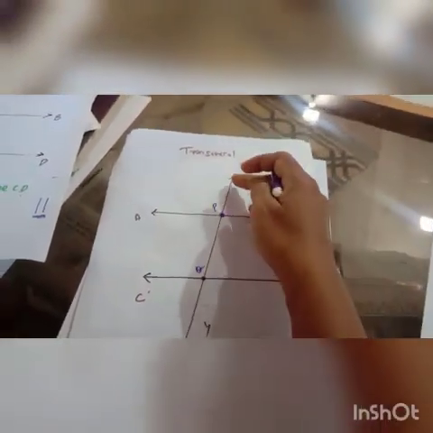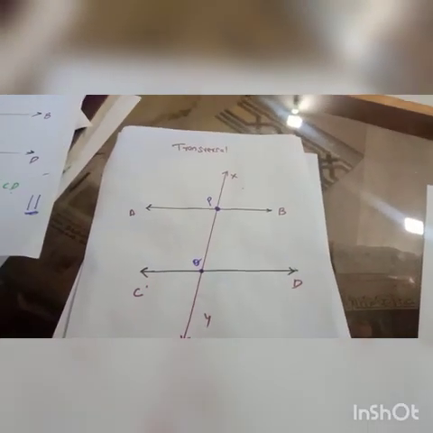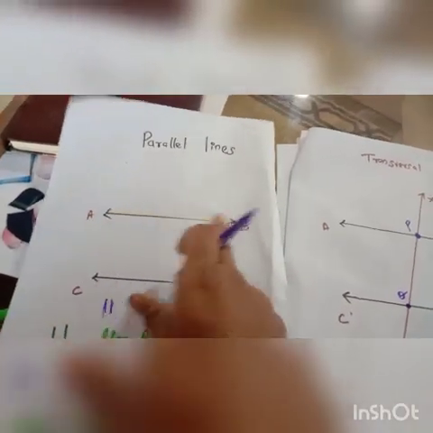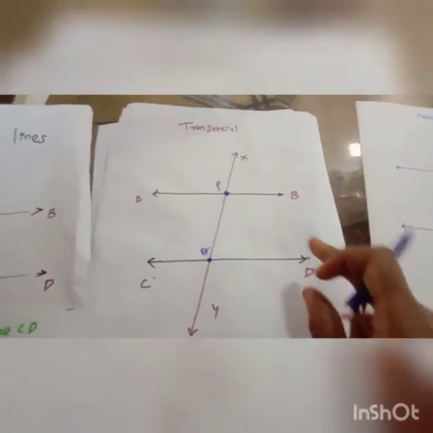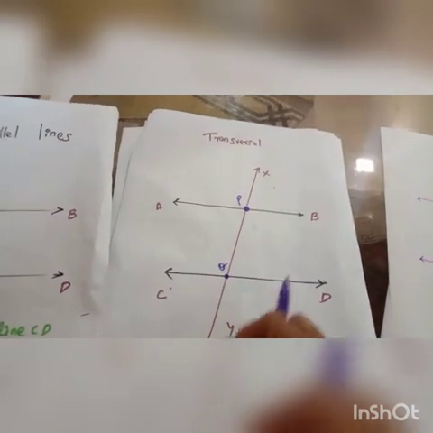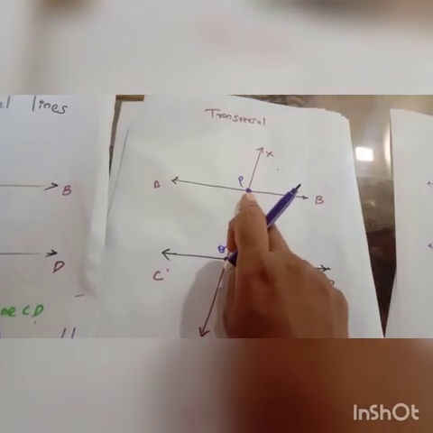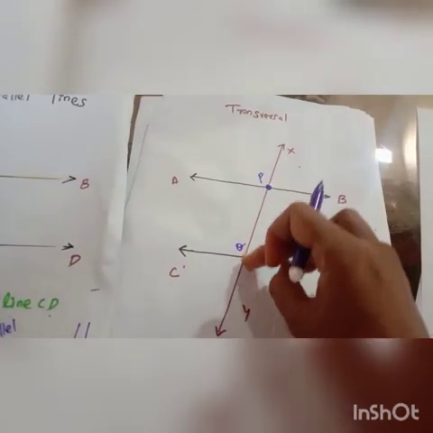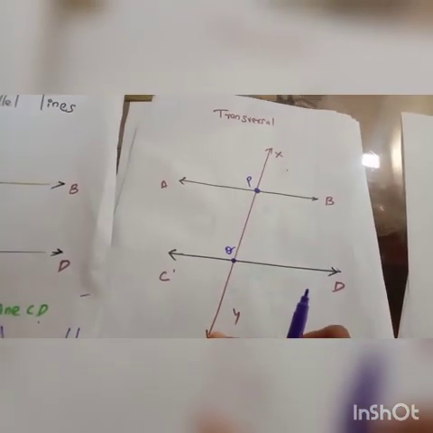Transversal means, if the lines are AB and CD, now we are going to see about transversal. We already know that AB and CD, these two lines, are parallel. Now there is one extra line, XY. The line XY intersects AB at one place P and CD at one place Q, which means it intersects at two different places. So this line XY is called a transversal.